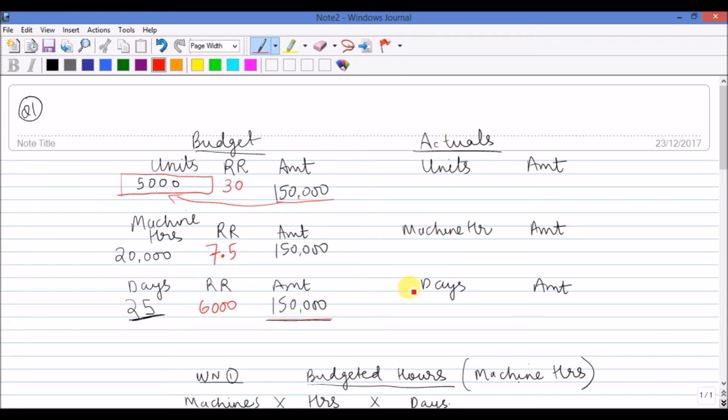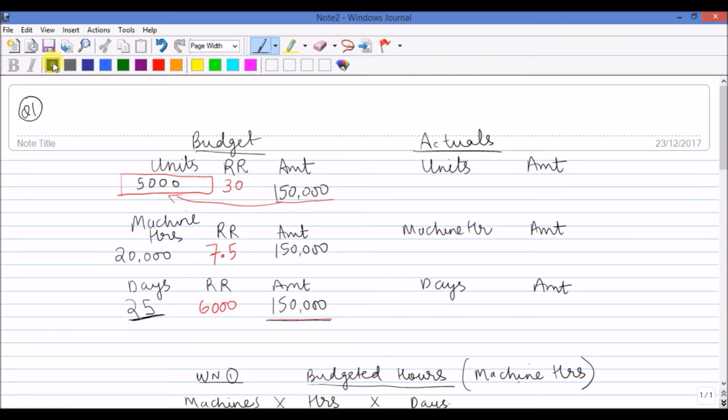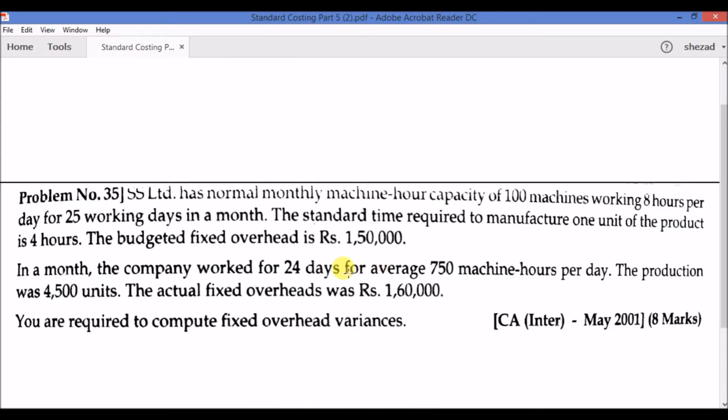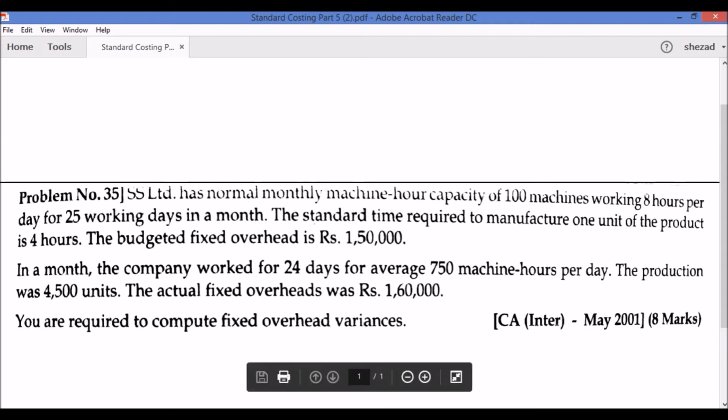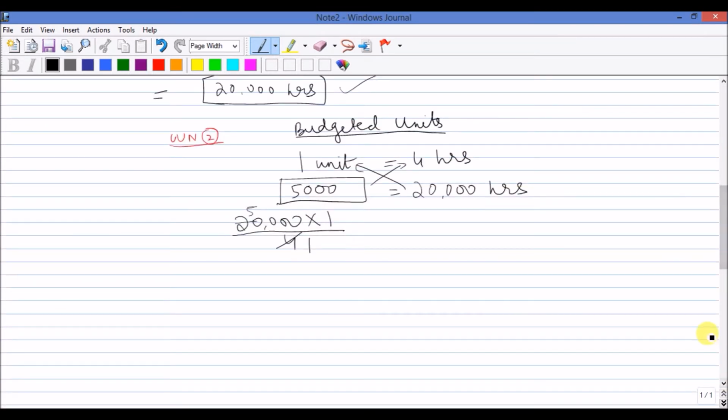Now I need to look at the question again. In the month the company has worked for 24 days. So here I can write 24 days. And for an average 750 machine hours per day. So they have given us 750 machine hours per day. So I'll do the working note down only. So we are going to find the machine hours.